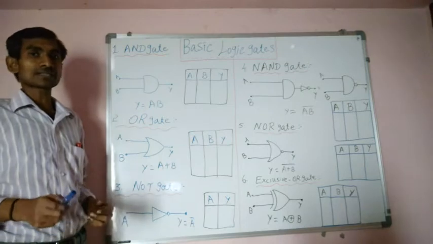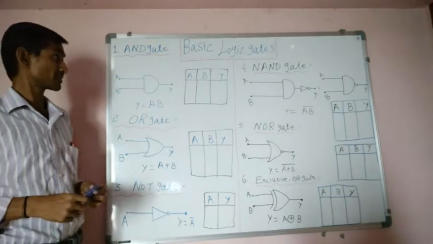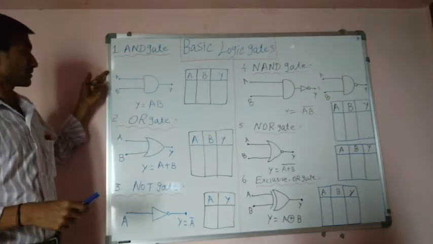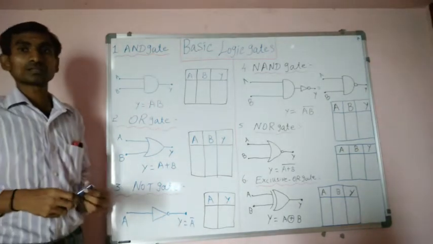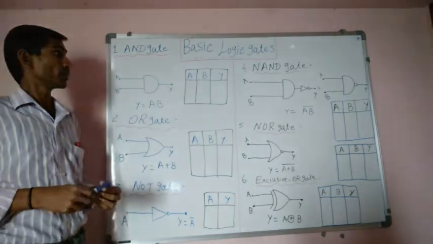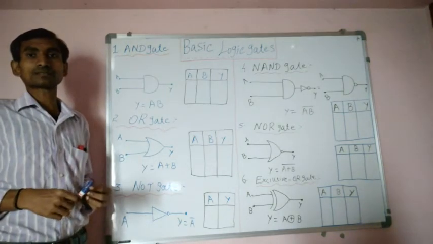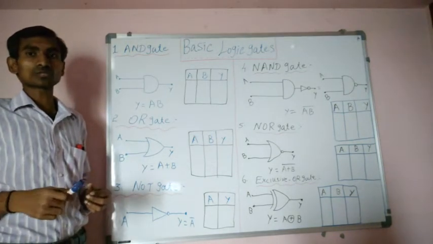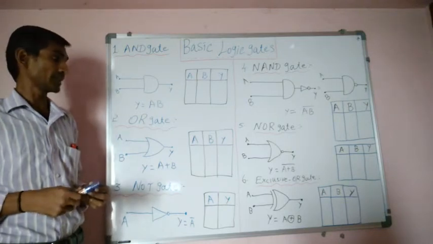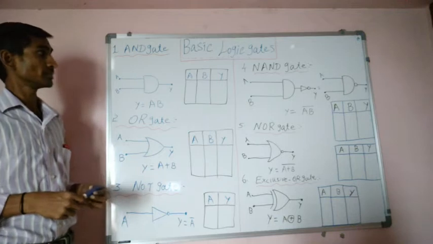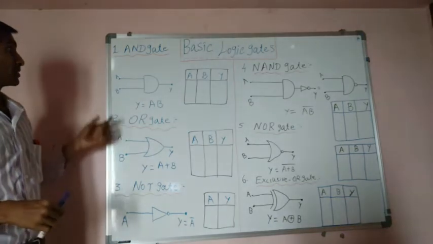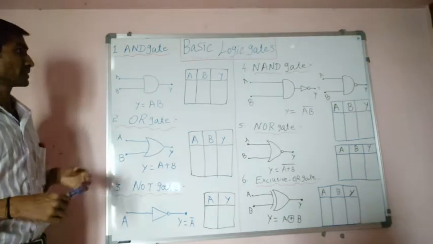So how many gates are basic logic gates? AND gate, OR gate, NOT gate. Basic logic gates are mostly used for binary addition, multiplication, and complement of single variables. So first one, AND gate.